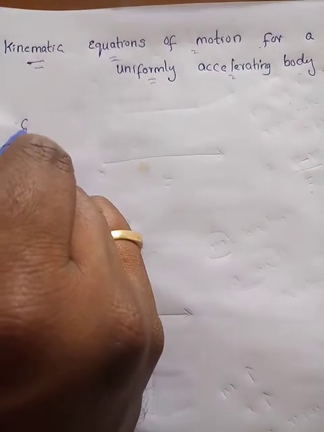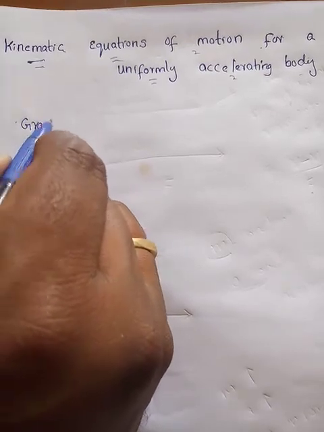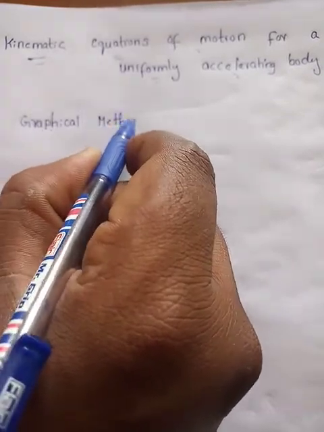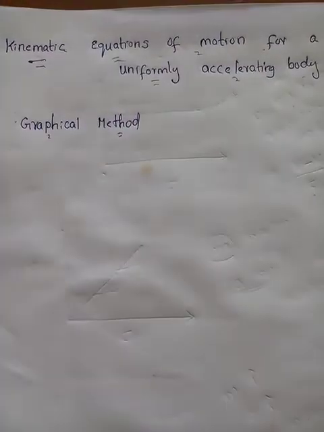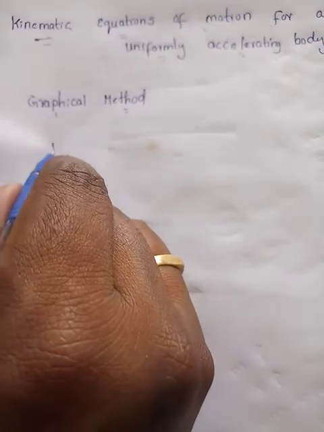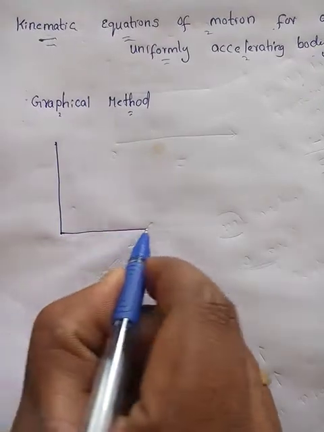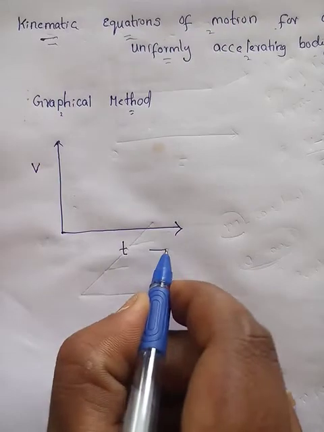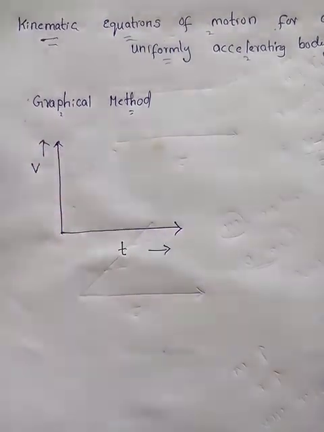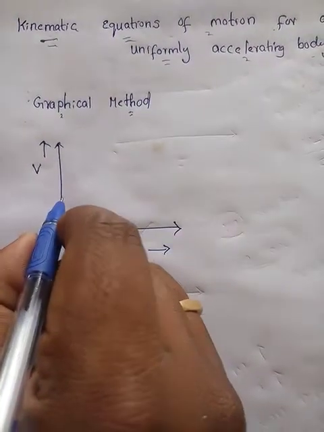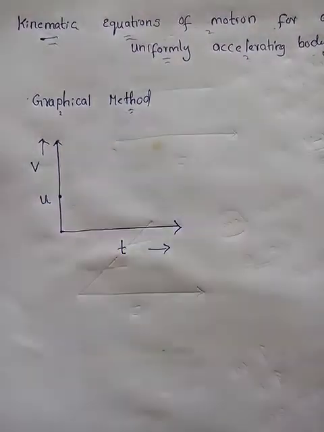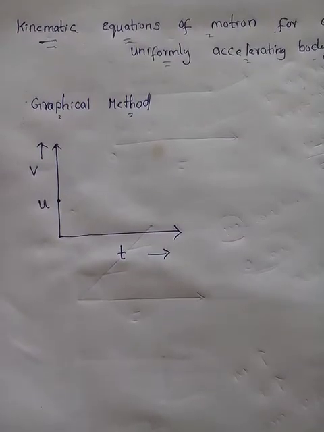So to derive the expressions, we are using the graphical method. By using the graphical method we are going to derive the equations. For example, we are considering a VT graph, meaning velocity time graph, time on x axis, velocity on y axis. Let us consider a body that has some initial velocity u. So initially the body has velocity u.